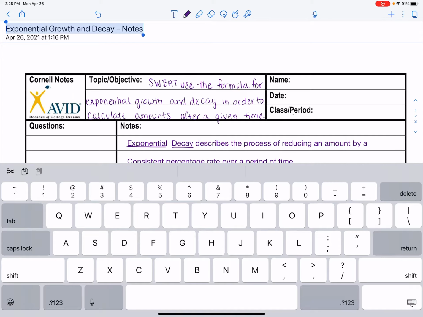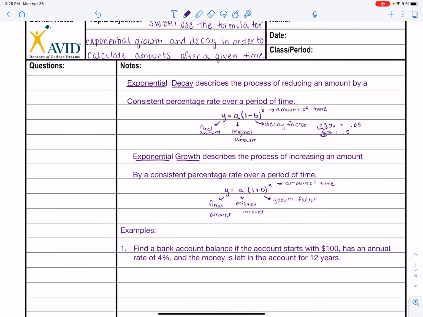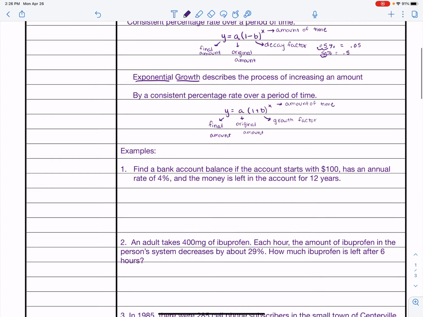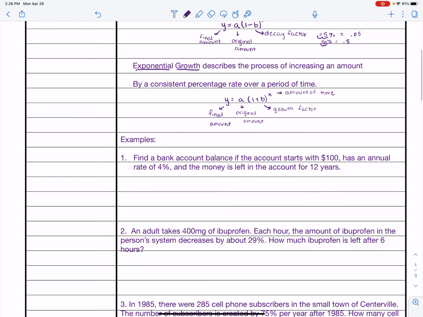Exponential growth is the same idea, except we are adding to one whole because we are going to grow or raise an amount. So for example, if I have an account balance, and the account starts with $100 and has an annual rate of 4%, and the money is left in the account for 12 years.